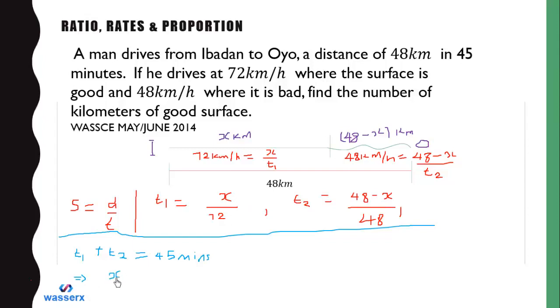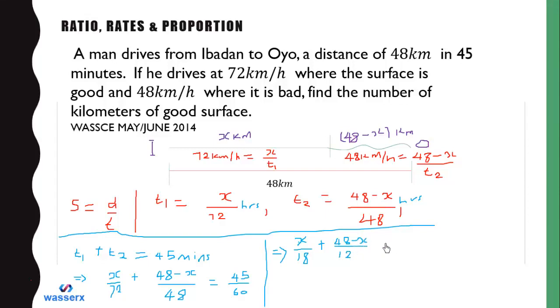Now we know that the time is in hours, so t1 is in hours and t2 is also in hours. So we have x over 72 plus 48 minus x over 48. Now we have to convert the 45 minutes to hours, so it is 45 over 60 hours. Now this implies that x over 72 plus 48 minus x over 48 is equal to 3 over 4.